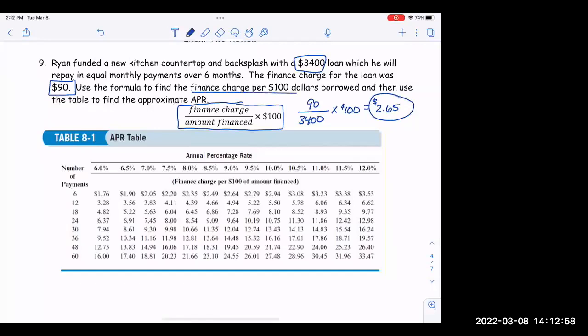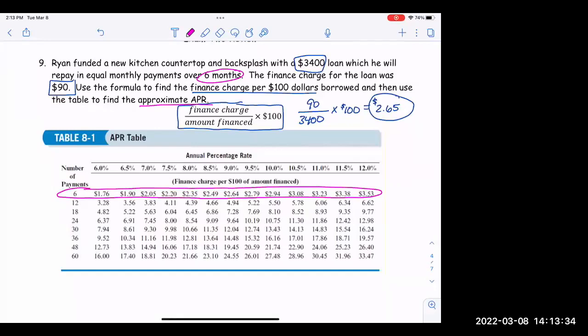All right, so we found the first part. The second part is to use the table to find the approximate APR. So first thing we need to do is figure out which row of the table we're looking at, and that's going to be based on the number of payments. So in this case, it said that this was repay in equal monthly payments over 6 months. So in this case, we're only making 6 payments, right? So we're only going to look at this row of the table, this very first row.